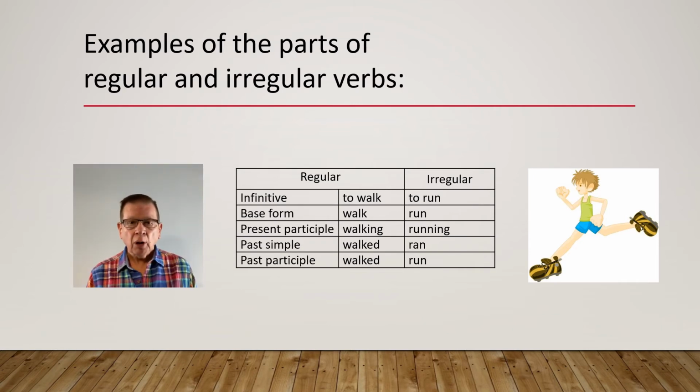The verb to walk is regular. Its parts are to walk, walk, walking, walked, and walked again. The verb to run is irregular. Its parts are to run, run, running, ran, and run.